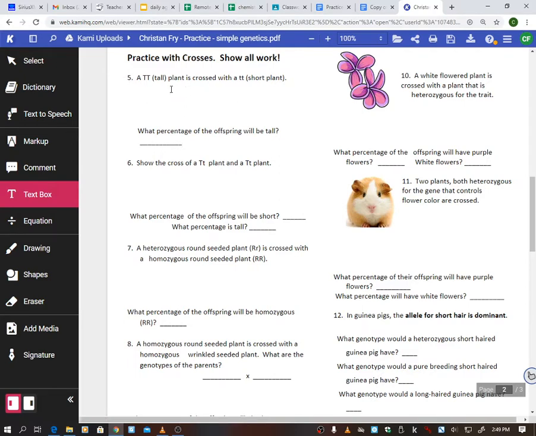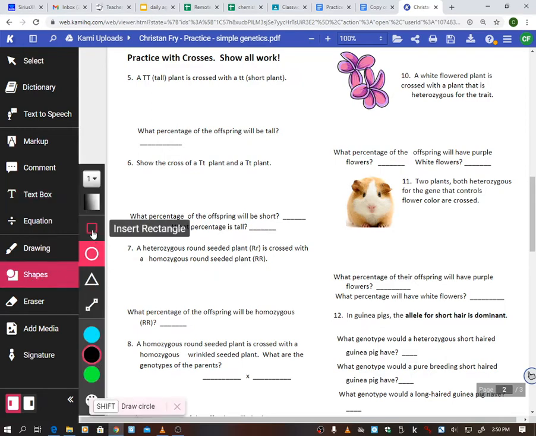So on this, it says a tall plant is crossed with a short plant. So it doesn't tell me what's dominant or recessive. It doesn't come out and say, hey, tall is dominant. But if you look, a tall plant, and you see two capital T's, that means that tall must be dominant. Two lowercase t's is short. That means that must be recessive. They want to know what percentage of the offspring will be tall.